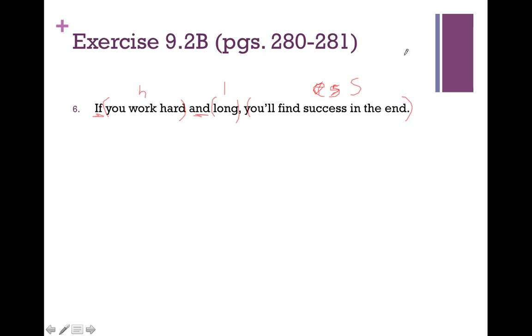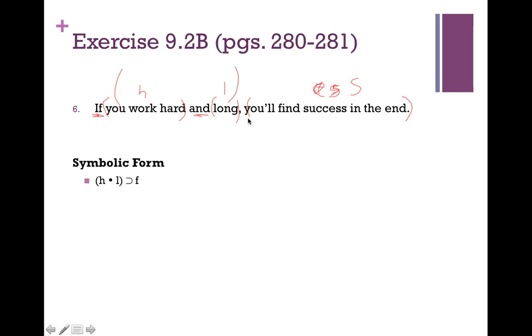You'll find success in the end. So we have two connectives. You work hard, you work long, you'll find success in the end. And we realize that these right here, you work hard and you work long, they go together. And they form the antecedent of this conditional, the if-then.